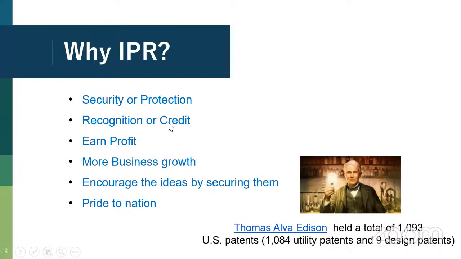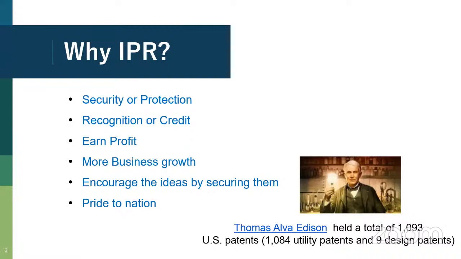Okay. So why do we need IPR? As I said, it provides security and protection for your mind creations. Not only that, it will give you recognition as well as credit, right? Not only to you, but also to your family. Take Thomas Alva Edison. He invented the electric bulb, but till now we have been talking about Thomas Alva Edison for his invention. It is a recognition and credit, not only to him, but his lineage also enjoys this credit.